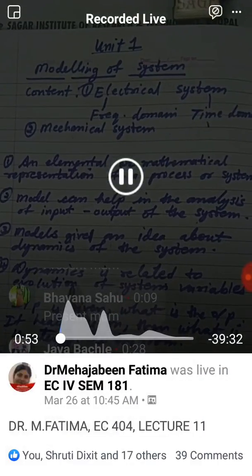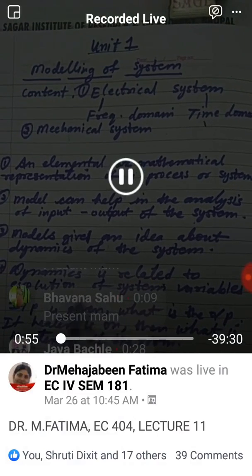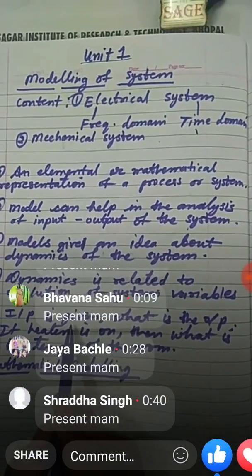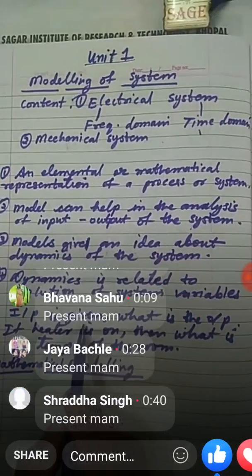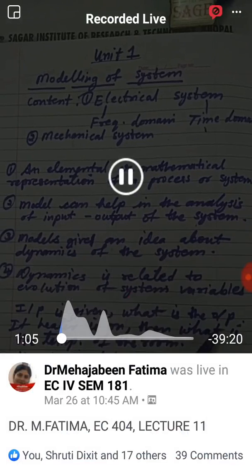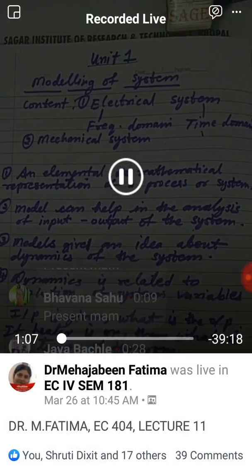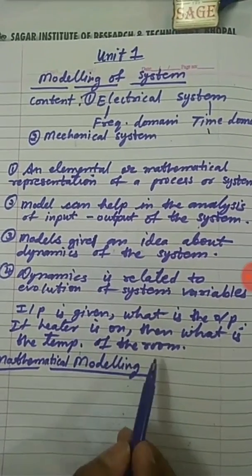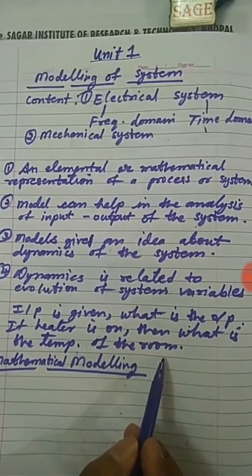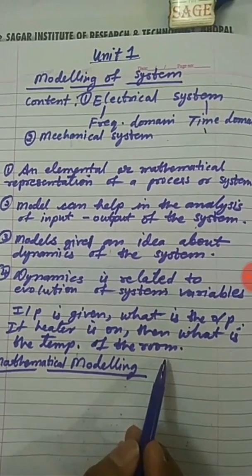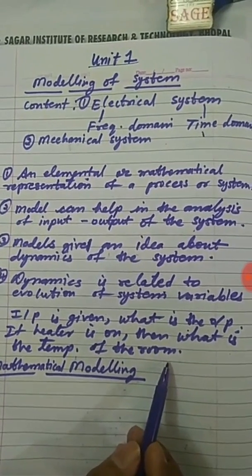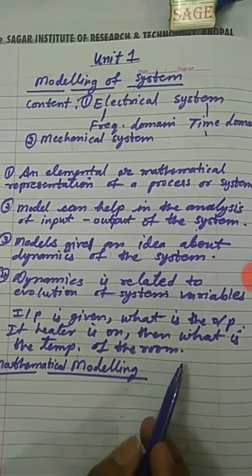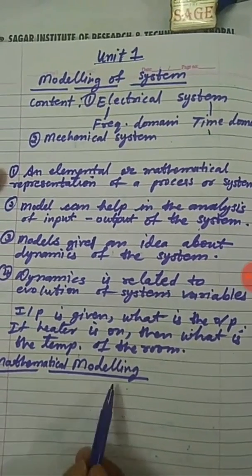And actually the dynamics is related to the evolution of the system variables. Like if I am giving any input, and if some initial input is also present, then what is the output? Like if I am saying that there is some temperature of the room, and if the heater is on, then what about the temperature of the room? Whether the temperature increases, and if it increases, then how much it increases. So all these details can be done mathematically with the help of the modeling of the system. So today I am starting mathematical modeling.